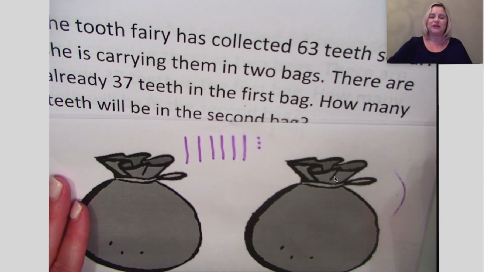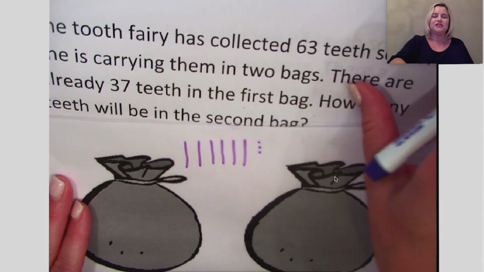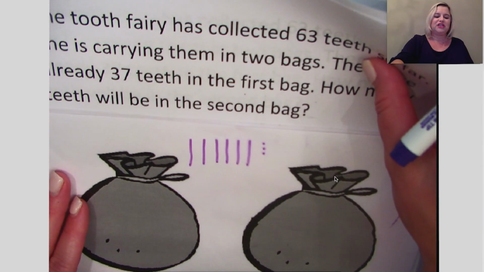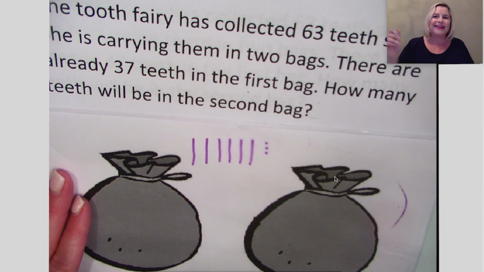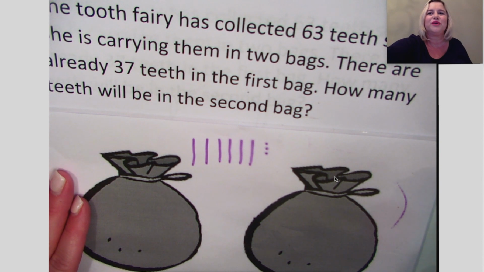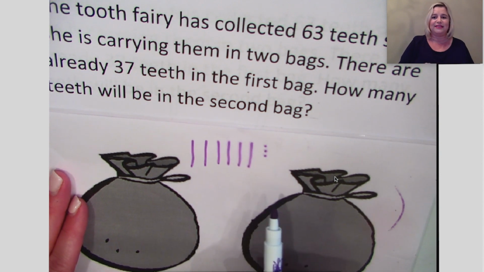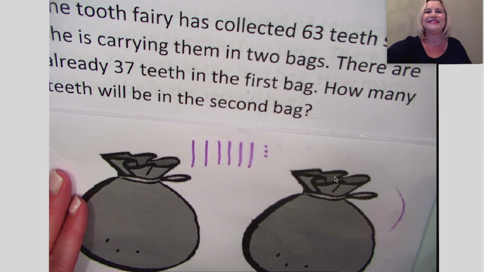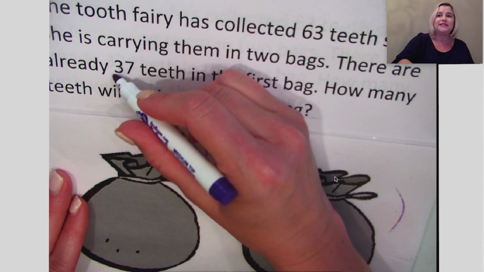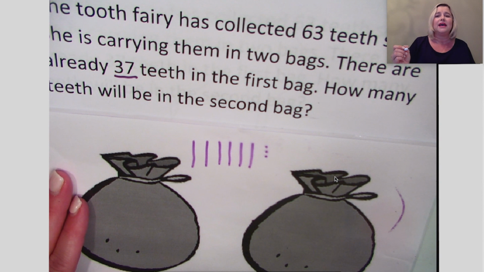You guys are doing an awesome job. So, she has how many? Yes, 63. Good job. So, we have two bags and 63 teeth. Way to go, boys and girls. The problem tells us that there are 37 teeth in the first bag. Let's place 37 teeth together.